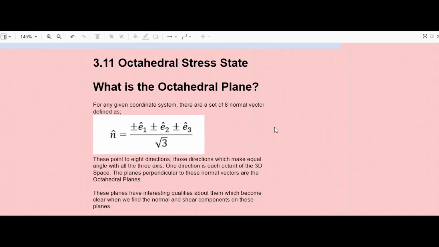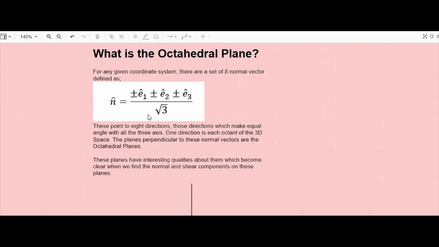Having a visual idea of what it is, let's get to the math. We represent the 8 normal vectors as such. All the components have equal magnitude, but they may have different directions, hence the plus minus signs. And the square root being divided is just to make it into a unit vector.